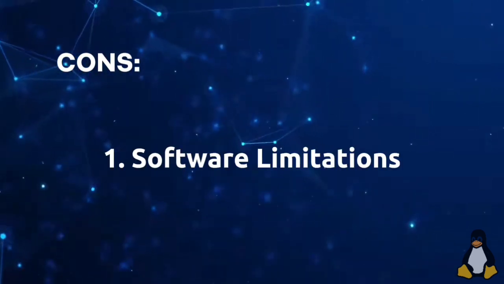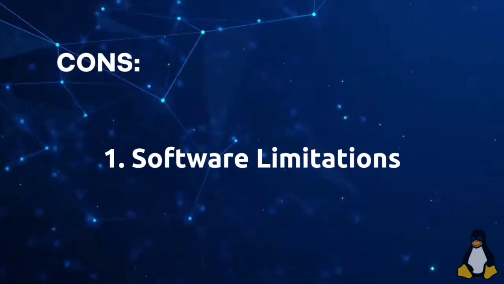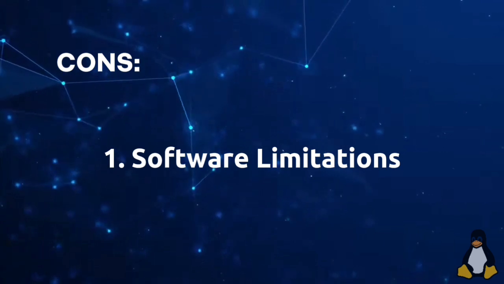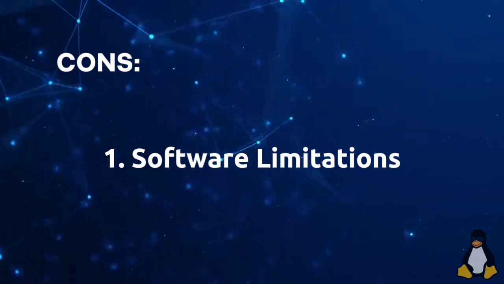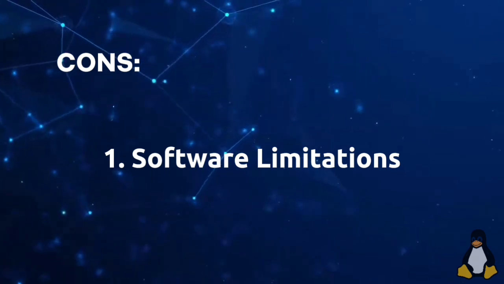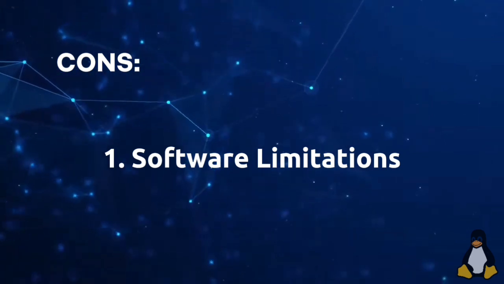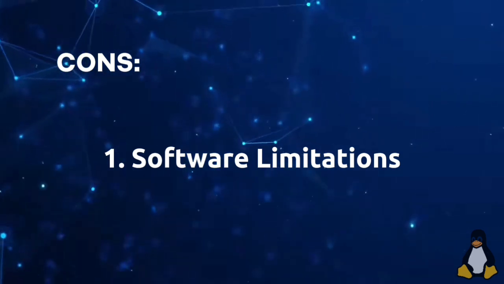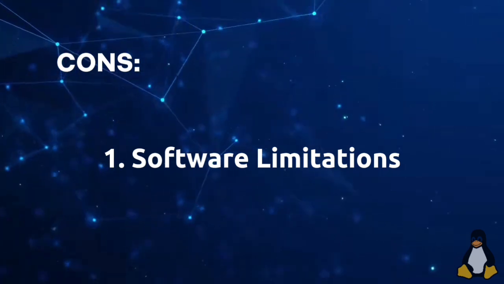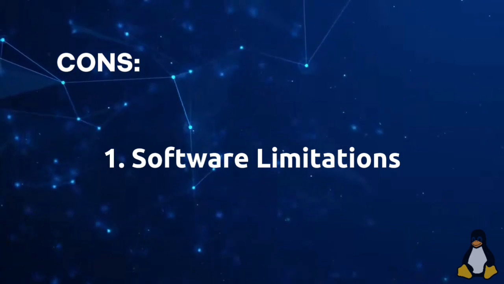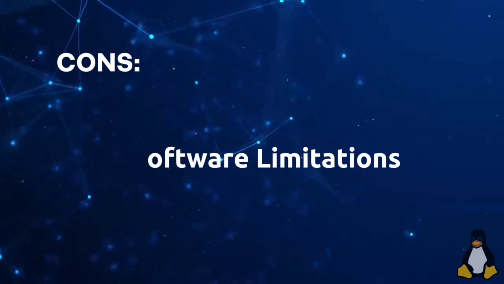Number 1, software limitations. In Linux, the term software limitations describes the difficulty in locating specific commercial software that is compatible with the operating system. Since Linux has a smaller market share than more popular operating systems like Windows or Mac OS, there are fewer software solutions available that are tailored for it. For users who depend on particular apps for their businesses or personal usage, this can be an important hurdle, especially in specialized professions like graphic design or video editing where Linux may not be supported by industry standard software.